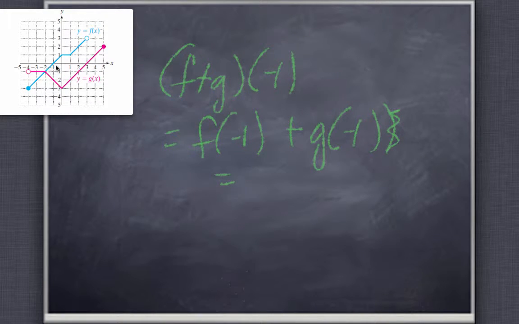Okay, so f of negative 1. I go over to negative 1, and f is the blue. So at negative 1, it's right on the axis there, so that part's 0. G of negative 1, I come down to the pink line, and the y value is negative 2.